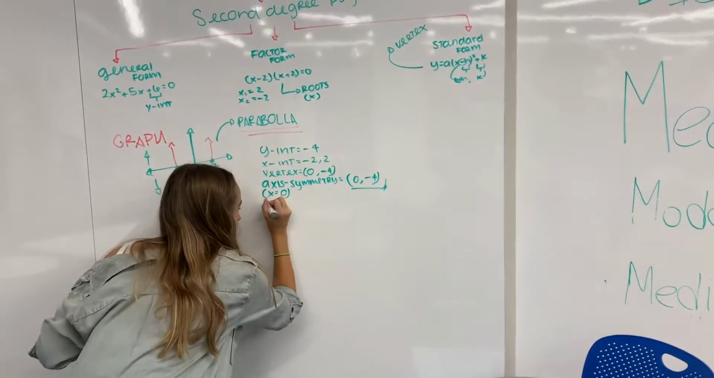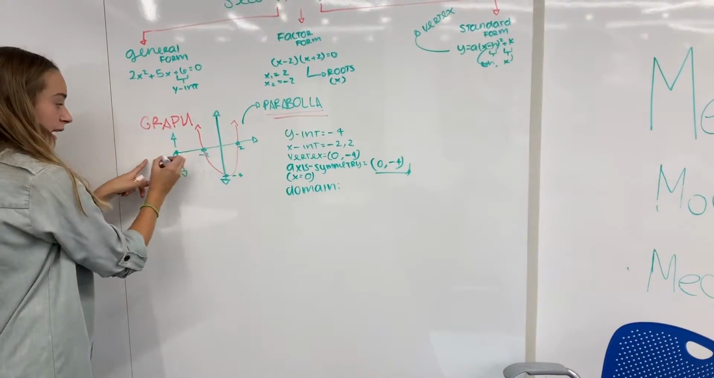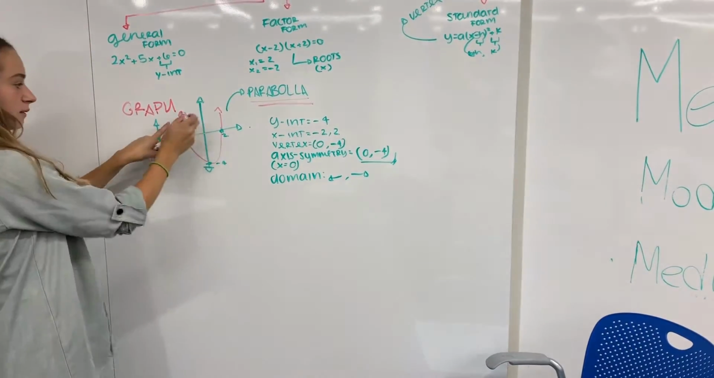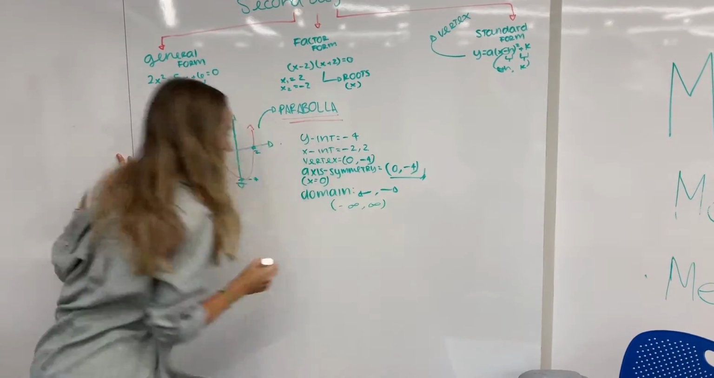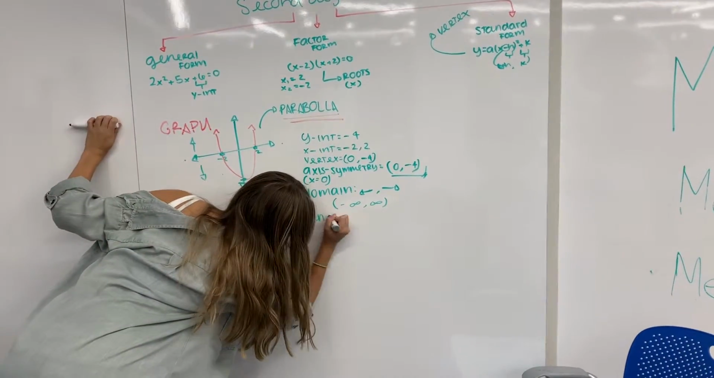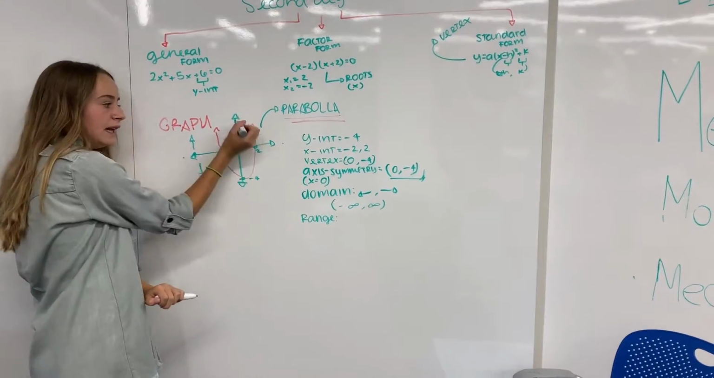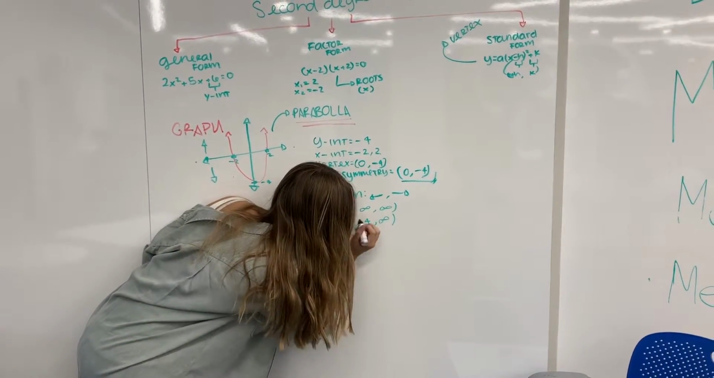The next definition is the domain, and it's the set of all possible values of x. It's from left to right. In this case, it's negative infinity to infinity. The range is the set of all possible values of y. In this case, it's -4 to infinity. It's from down to up.